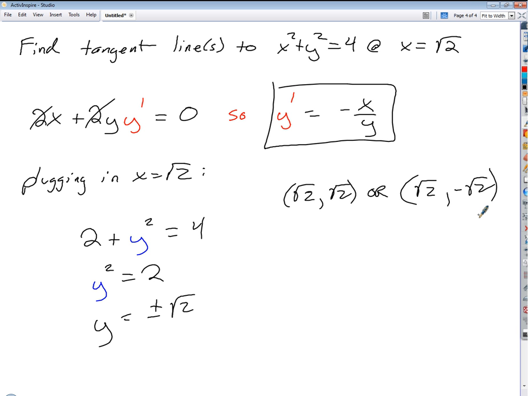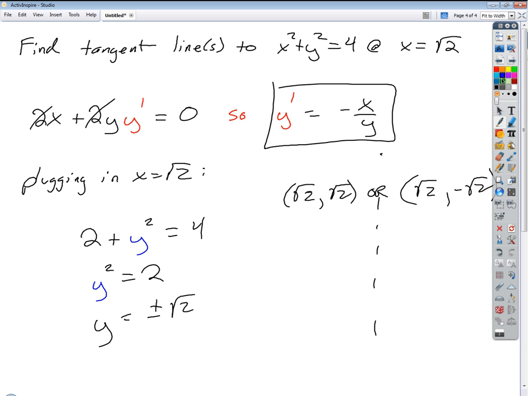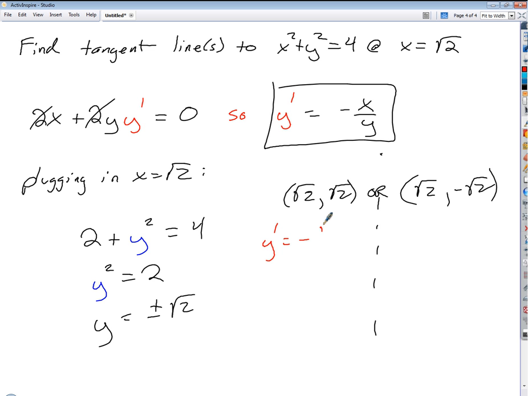Now that's important because that has an impact on our derivative, doesn't it? So in this case right here, if we take this point of tangency, y prime equals negative root 2 over root 2, which is negative 1, right? Let me slow down. So how did you get to the step where you put those in? Okay, because right here, look, this is y prime.